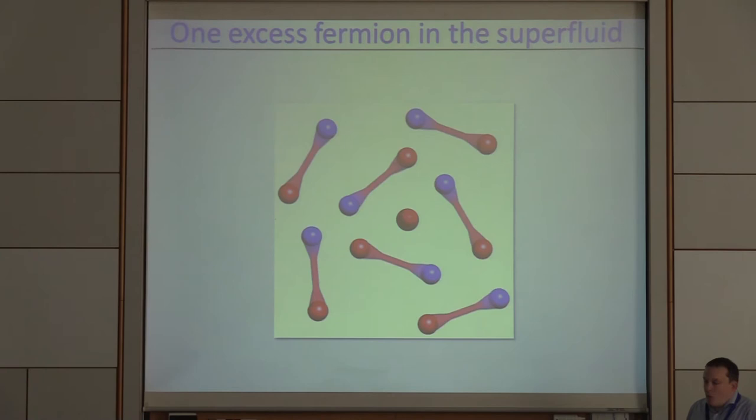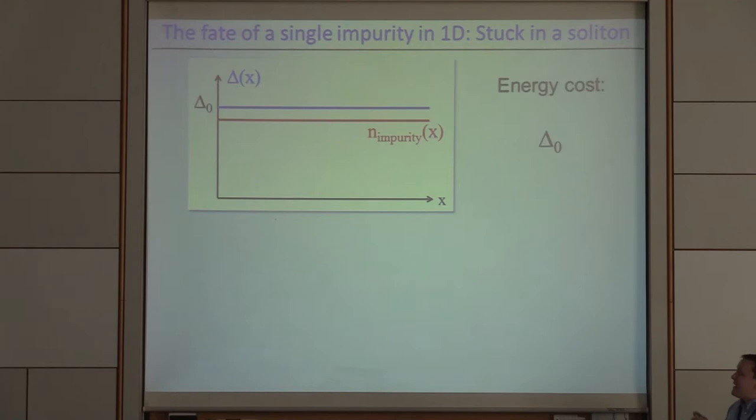Let me give an outlook on this part. What would be exciting would be to see these Andreev states. And I tell you one reason why they're extremely exciting to me is when you put one more excess fermion in your superfluid, this guy cannot find a partner to pair up with. So what does it do? It could delocalize over the superfluid. Well, that would cost a pairing gap worth of energy.